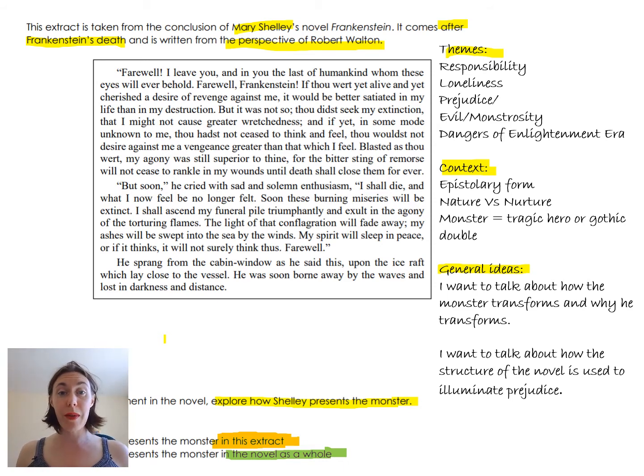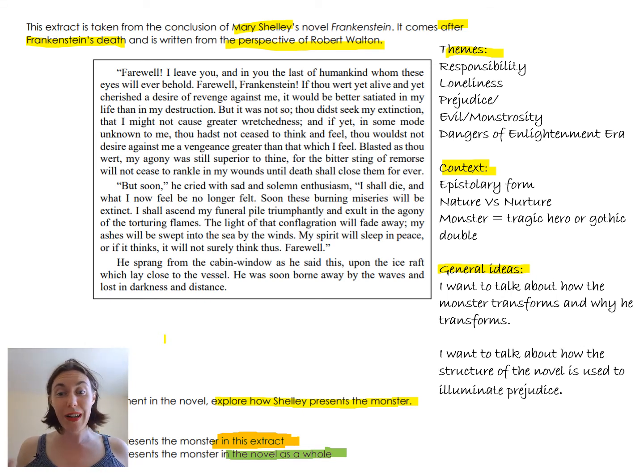I can also start thinking about context. As soon as I know this is a question on the monster, I know what context is relevant to that. I've only put down a few ideas here, but I could seriously go on. The epistolary form is important because the monster is seen through different subjective perspectives. I want to bring in the nature versus nurture debate and the concept of tabula rasa as proposed by John Locke. I might talk about the monster as a tragic hero, or as the gothic double of Frankenstein.